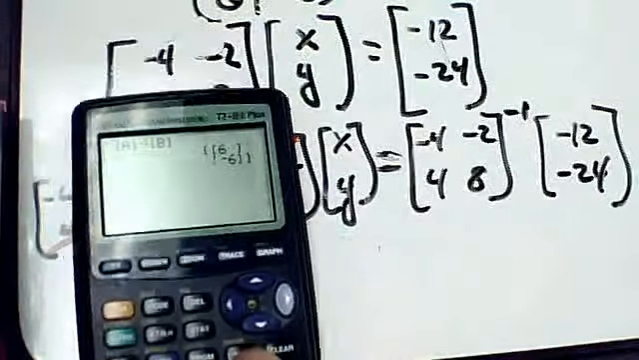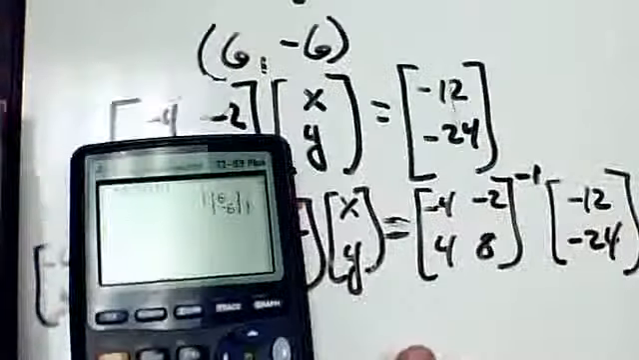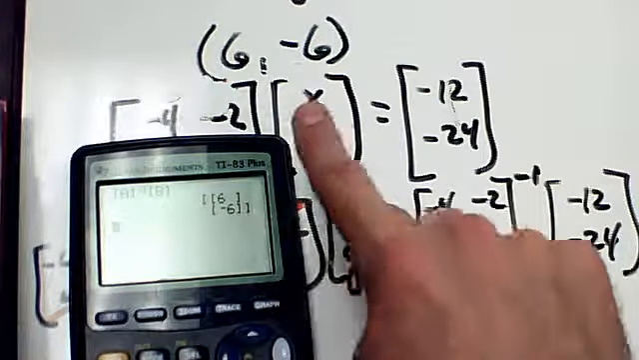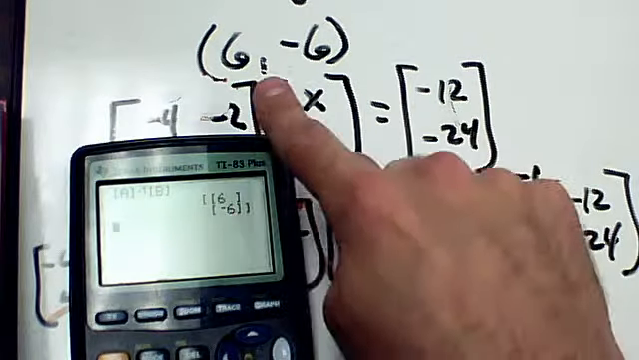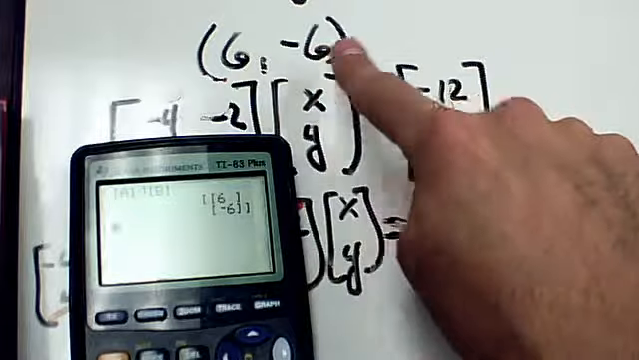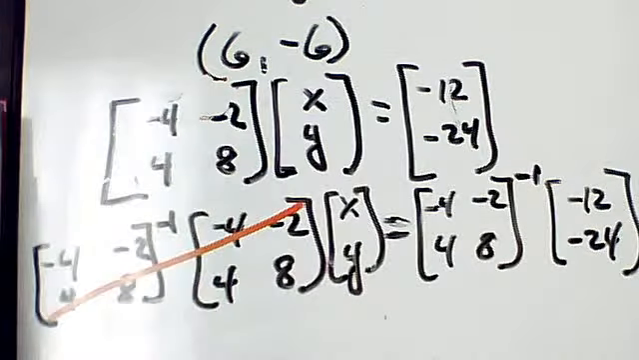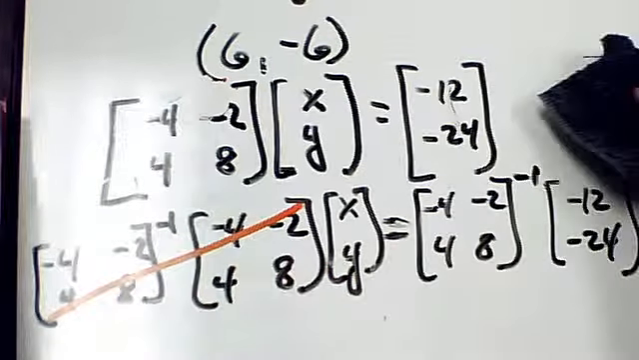And you can see that this solution here is the same thing as this solution. Okay? When x is 6, y is negative 6. And that's how you would end up solving a system through matrices. Now that's two-dimensional.